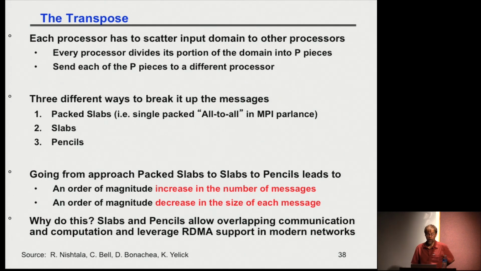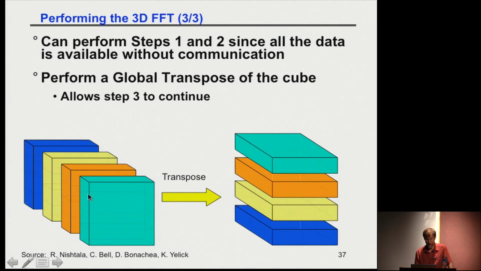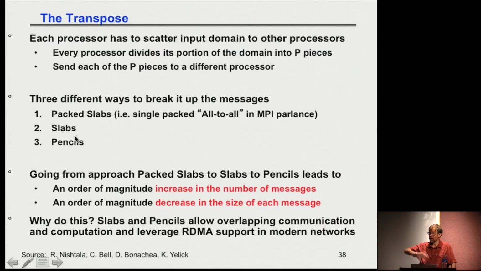Okay, so I'm going to explore 3 different ways to overlap the transpose and doing the FFT. They have 3 names. The first one is packed slabs. A packed slab is exactly what this whole contraption is. A slab is a square like that, and packed means they're all together, everything that I own. A slab is just a single slice, a single plane through it, instead of all of them packed together. And a pencil is just a one-dimensional thing. This is 3-dimensional, that's 2-dimensional, and that's 1-dimensional. So a pencil is just enough data to do a single FFT.